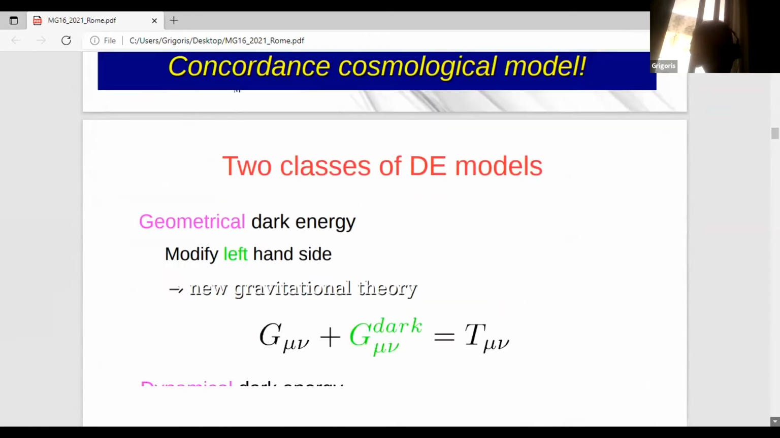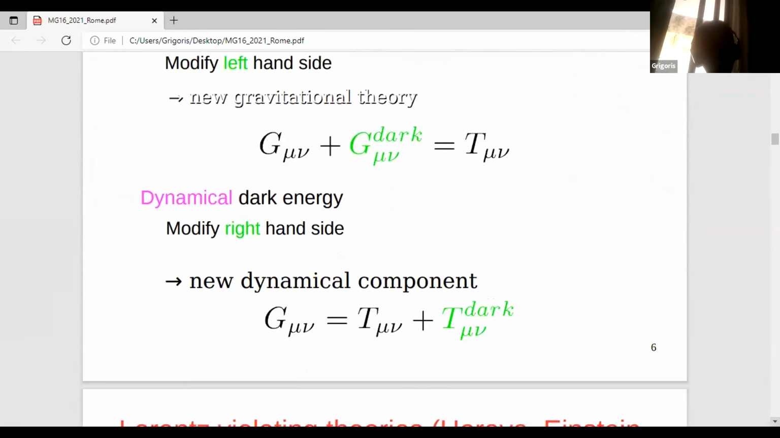So if one wants to accelerate the universe, one way to do it is to go back to the field equations and modify the geometric part. So one can imagine an alternative, a modified theory of gravity, in the framework of which one obtains additional correction terms in the field equations. And these additional terms, which are of geometric origin, can play the role of dark energy that accelerates the universe.